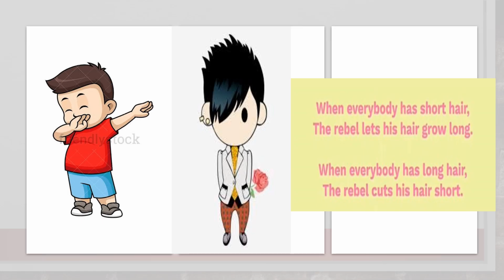When the rebel encounters a group of people with short hair, he would allow his hair to grow long because he derives pleasure and satisfaction by going against the group. However, he is not constant, and therefore when he sees people growing their hair long, he would end up cutting his short.